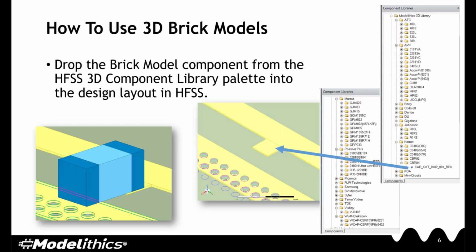Brick models are very simple to use. The same process is used to add a 3D brick model to your design as is used for any encrypted 3D component. Open up the HFSS 3D library palette and simply drag and drop the desired model into your design layout in HFSS.